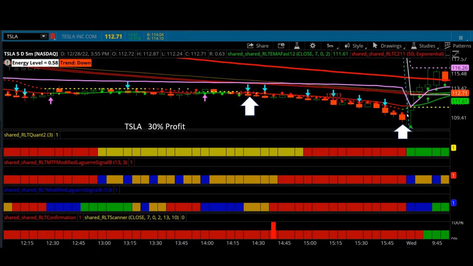This was the actual end of the day right here. This was a Tesla short, moved down nice, made some nice money on that. Dropped from about 112 to about $109. So that's about $3 on the options. Pretty nice trade.